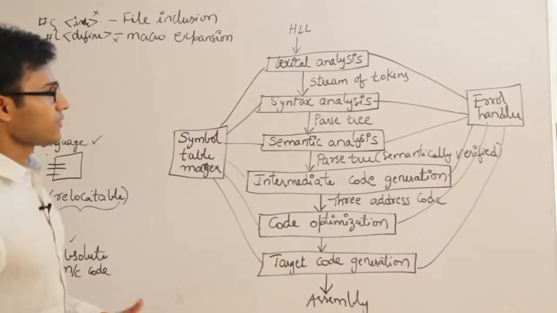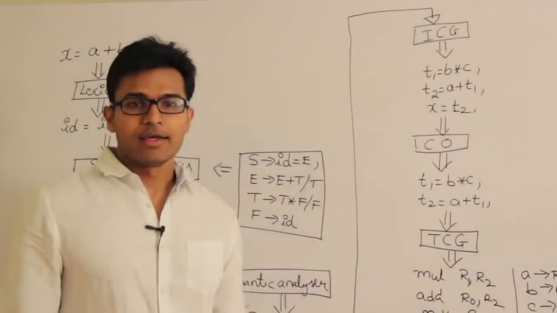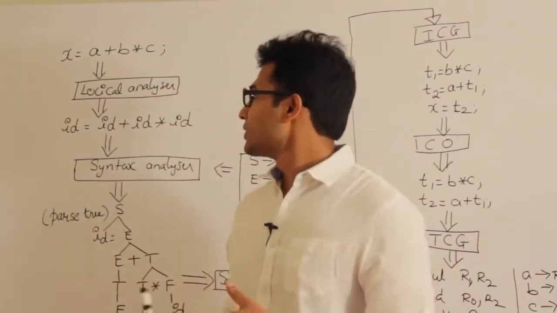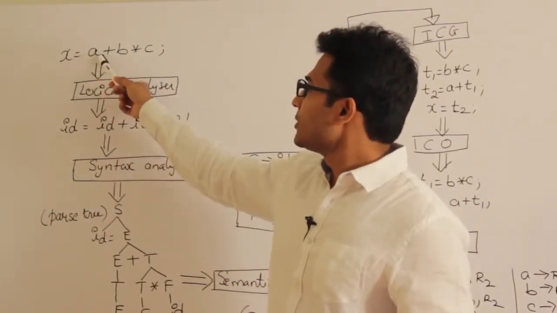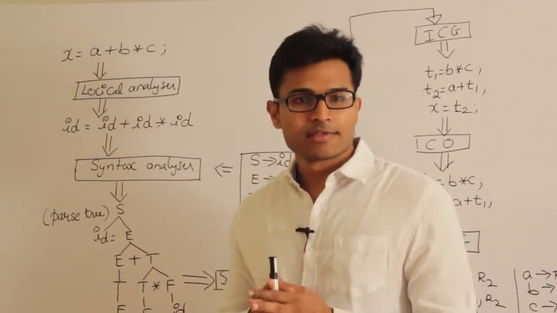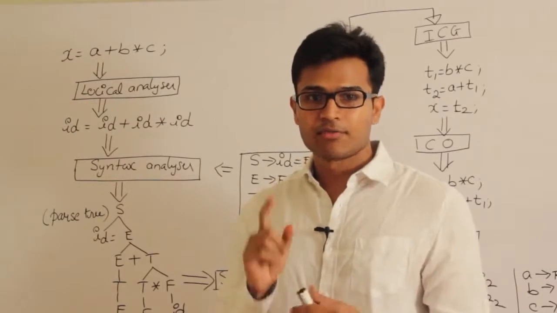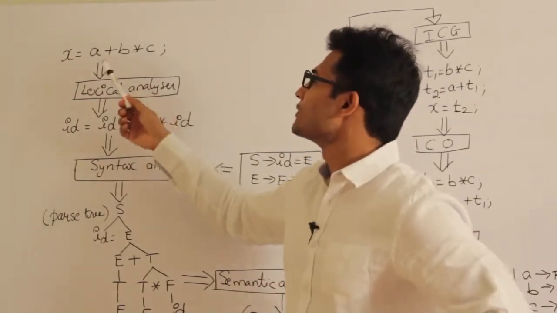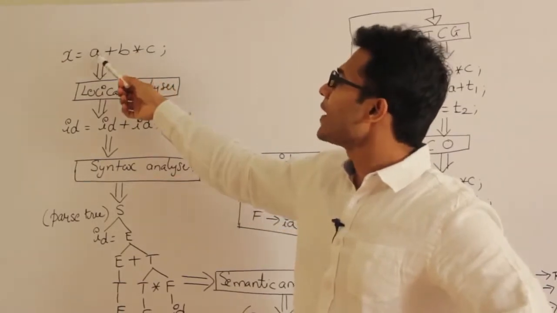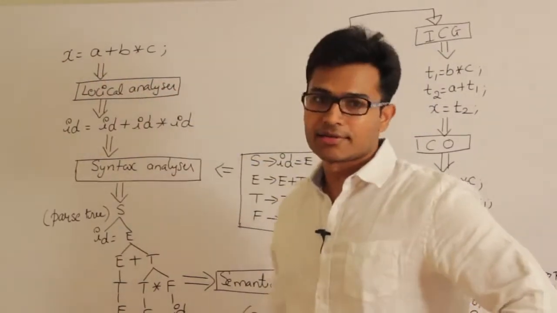Okay, let's see an example of how all the phases are working. The example is x equal to a plus b into c. Let us say that is the source program we have given. Just for the assumption, the source program is just one line, x equal to a plus b into c. It means you have to multiply b and c, then add a, and then store the result in x.